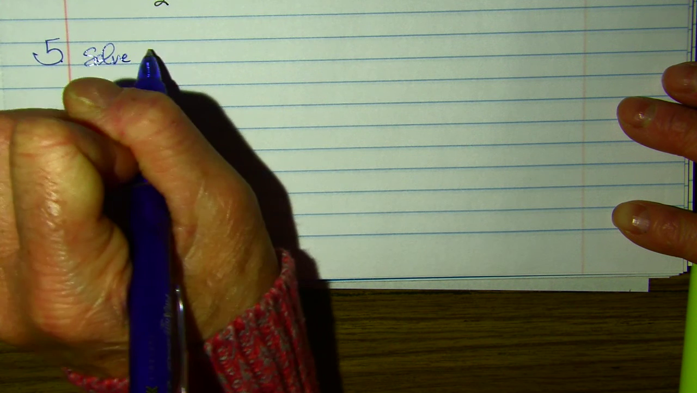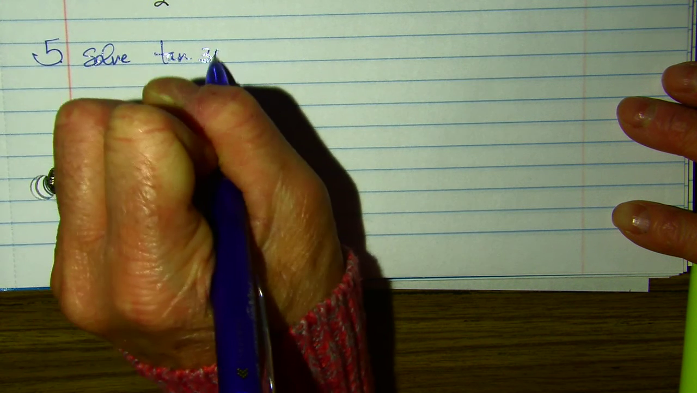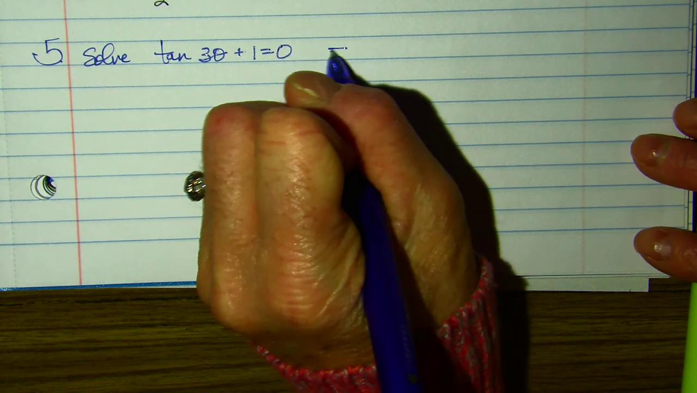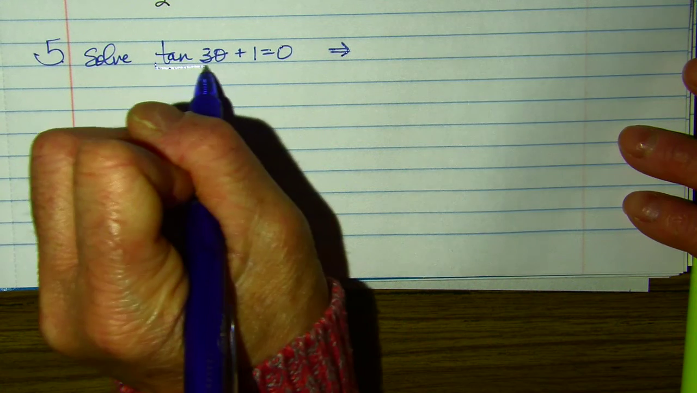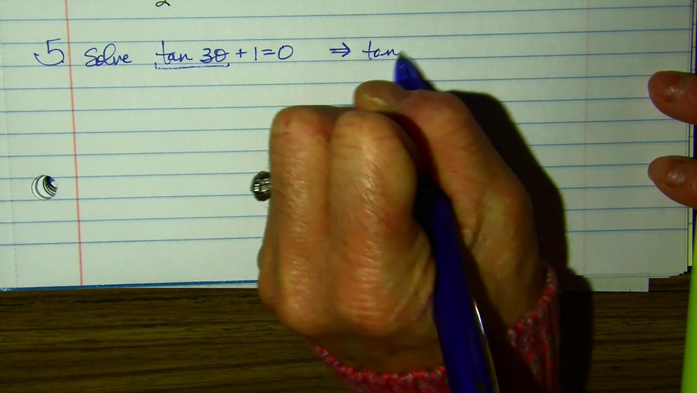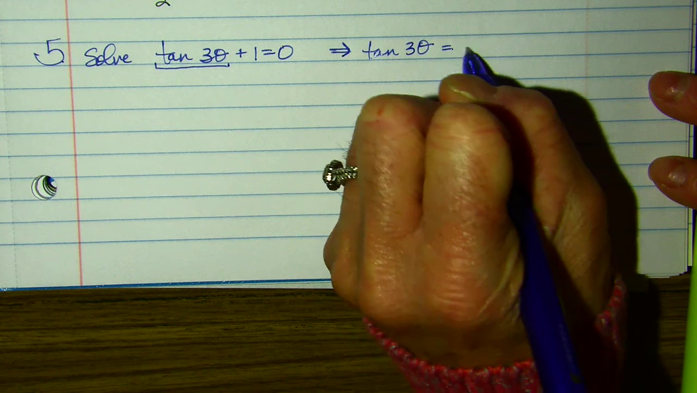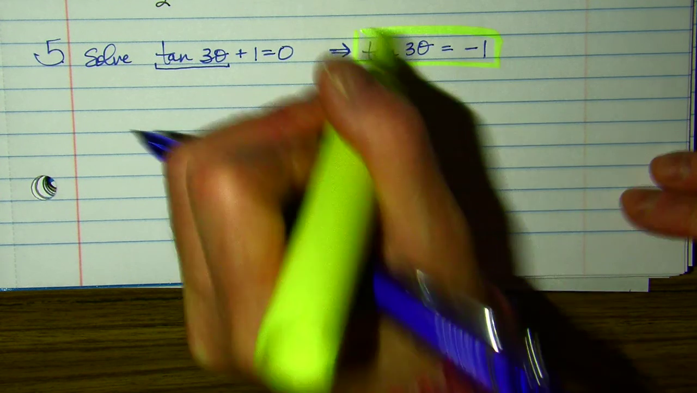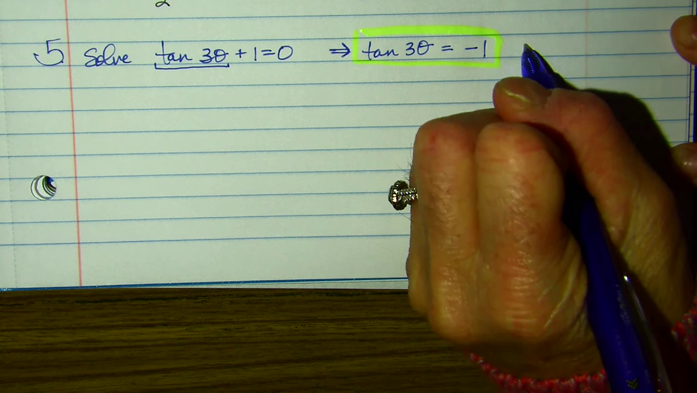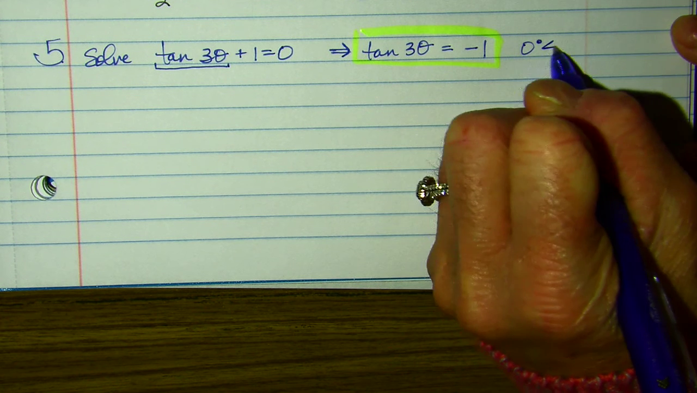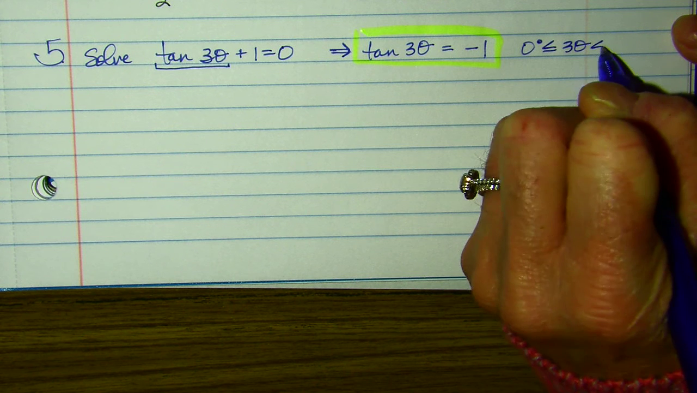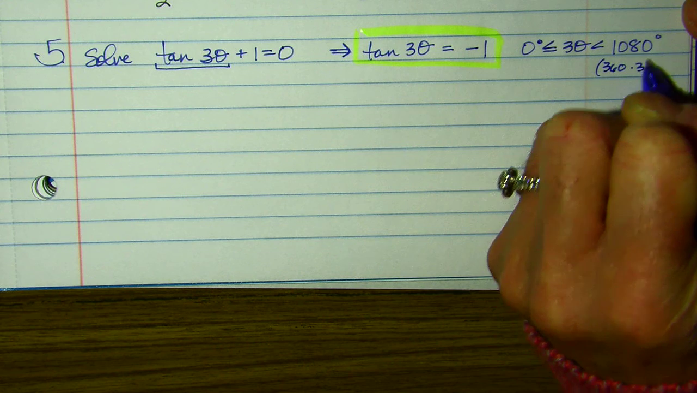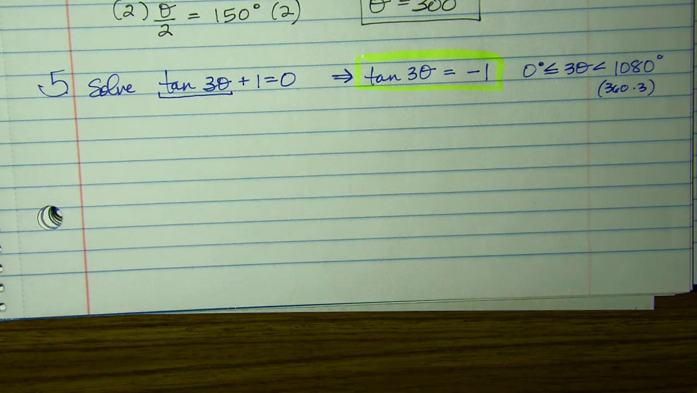Solve the tangent of 3 times theta plus 1 equals 0. So let's rewrite this. Remember, I cannot separate the argument, so I would simply subtract 1 to the other side. So this is what I'm solving for. I'm now going to adjust my domain. So 0 degrees is less than or equal to 3 theta, which is less than 1080. This is 360 times 3. Okay, so here's my domain.